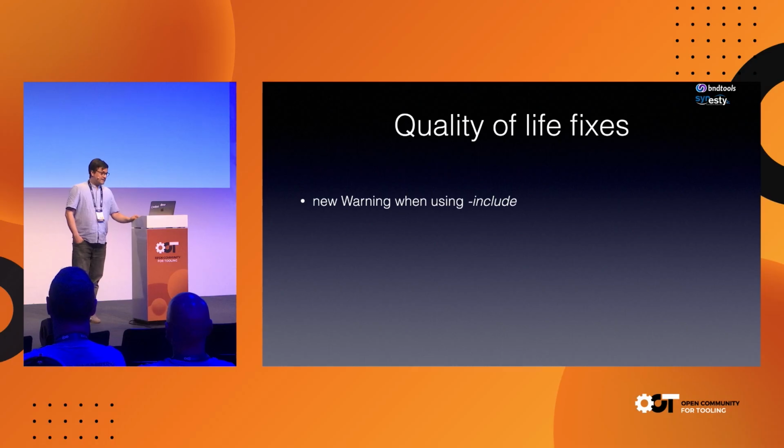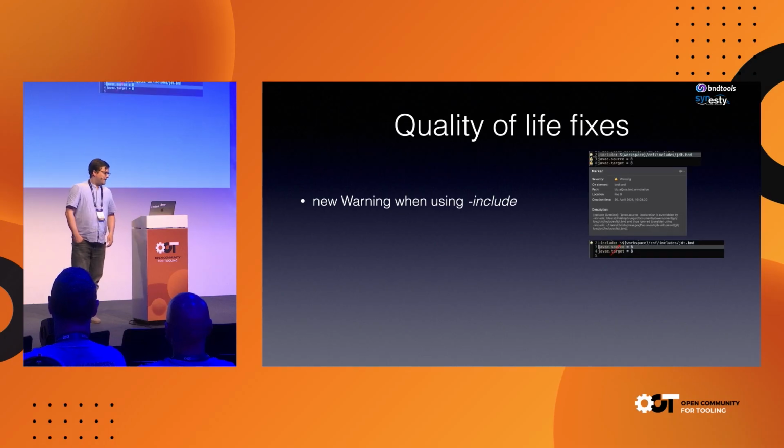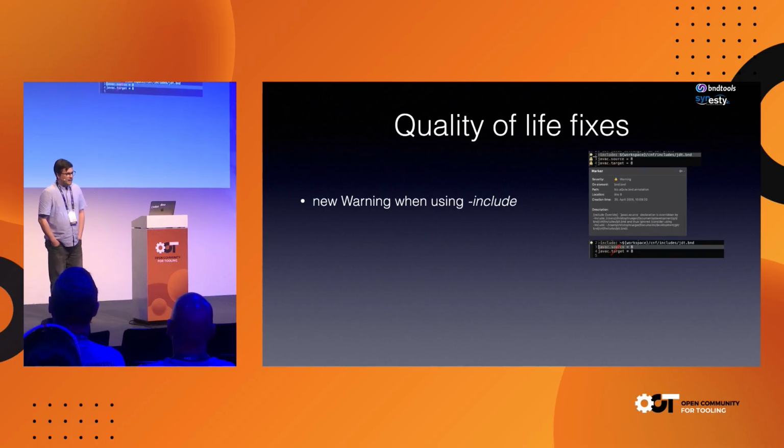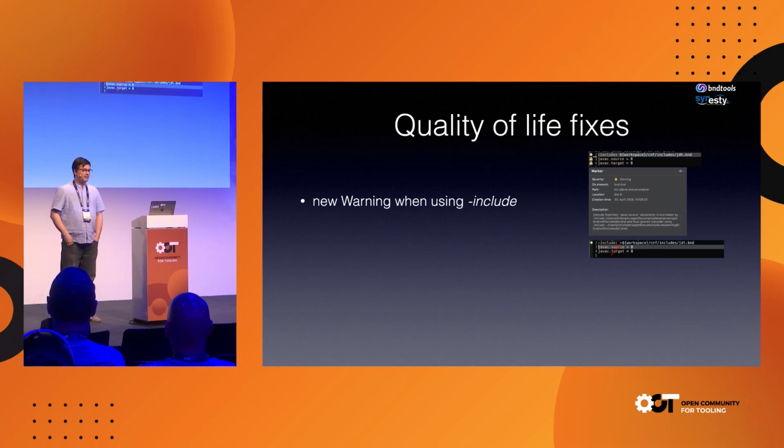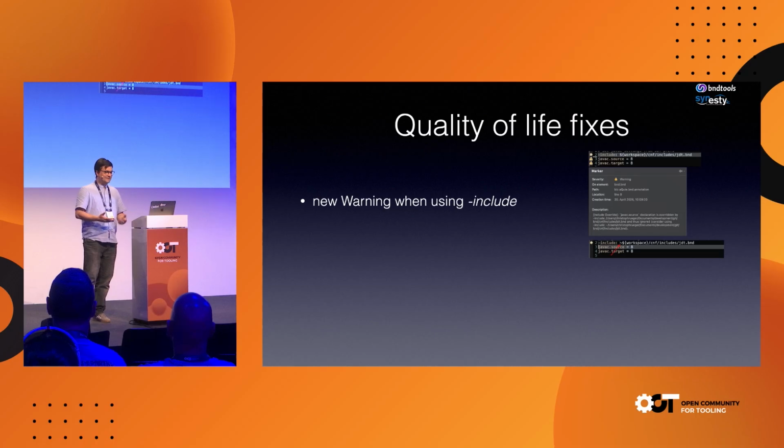Some quality of life fixes. When you're working with Bnd files, you can include other Bnd files, and sometimes you want to overwrite a value from an included file. When you write it like that on the top, I don't know if you can see it, Bnd now gives you a warning that you put a little tilde in front of that, and then your overwritten value takes effect. It's a little annoying thing which Bnd does, but now at least you notice it.